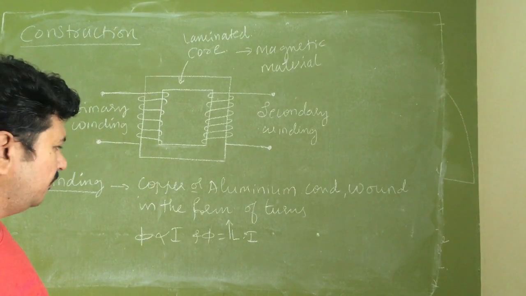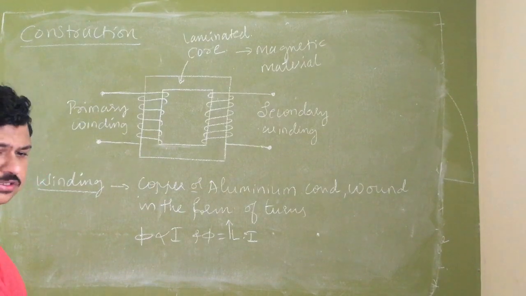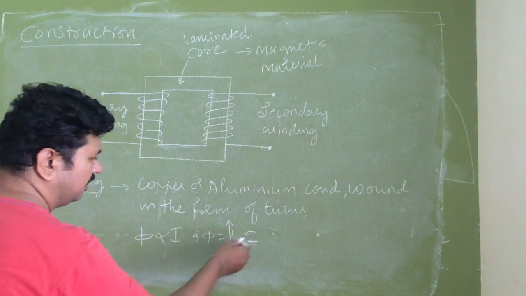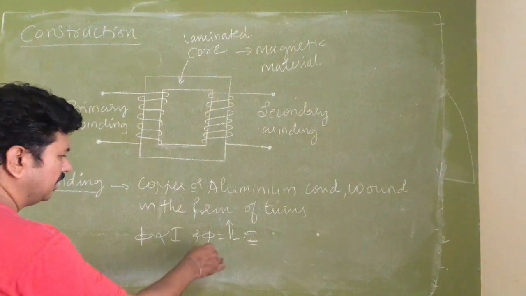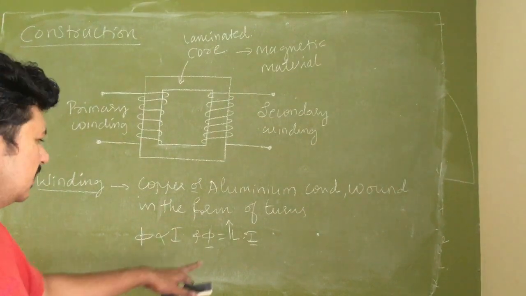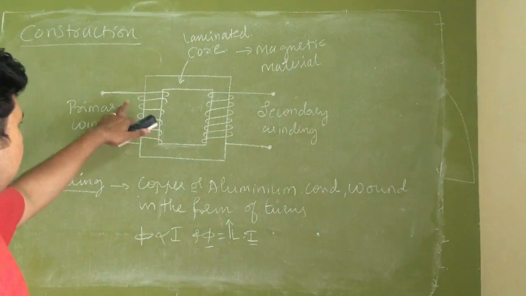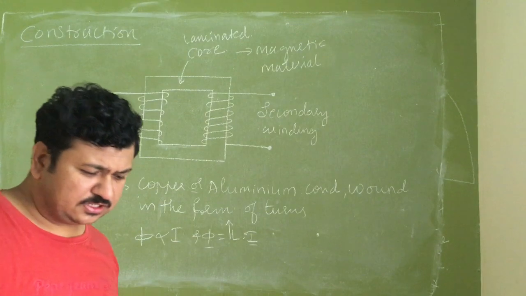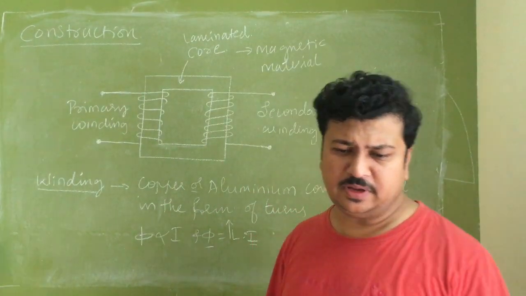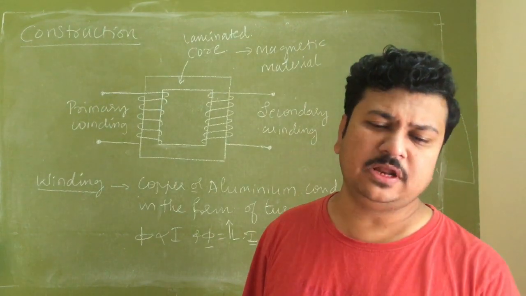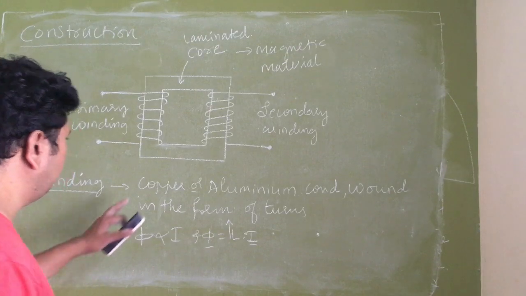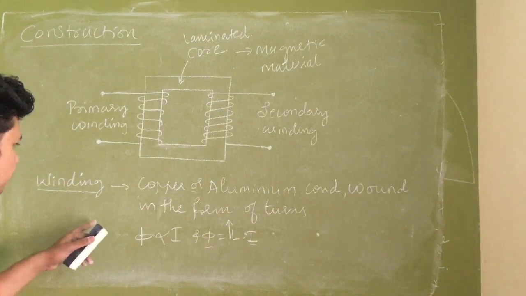So here, if the inductance of the coil is kept very large, then minimum current will be sufficient for me to create the required flux. If the inductance of the coil is less, I need more current to create the same amount of flux. So the winding is fabricated in such a way that the inductance of the winding is very high and resistance of the winding is very low. So we are taking care of that. And it is made up of aluminum or copper.